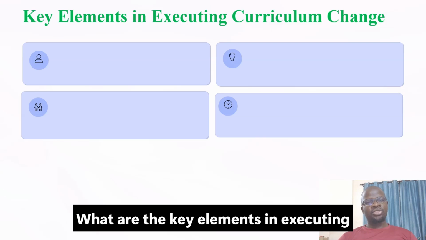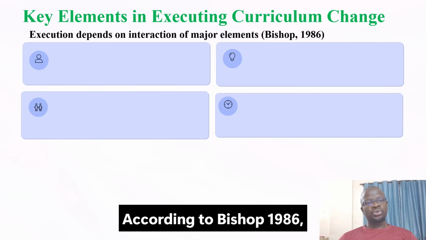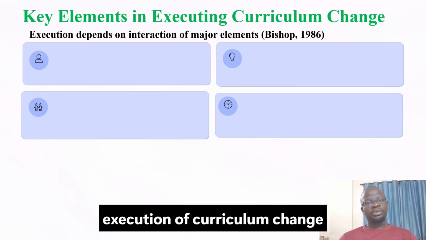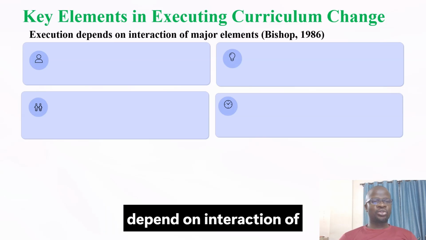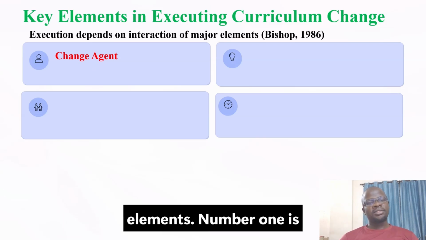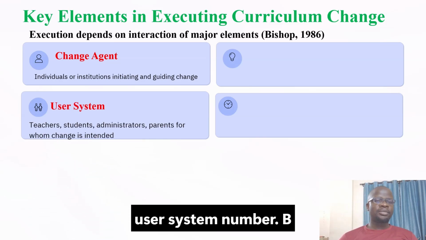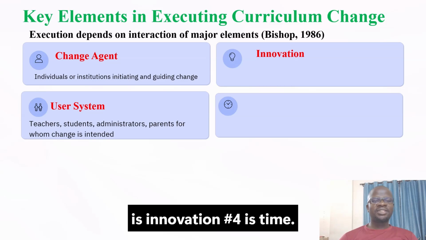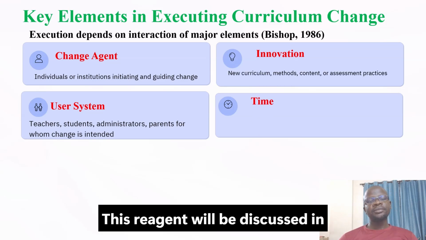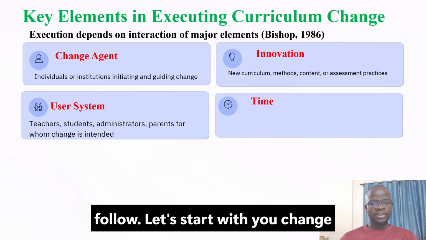What are the key elements in executing curriculum change? According to Bishop 1986, execution of curriculum change depends on the interaction of four major elements. Number one is change agent. Number two is user system. Number three is innovation. Number four is time bound. These elements will be discussed in detail one by one as follows. Let's start with change agent.